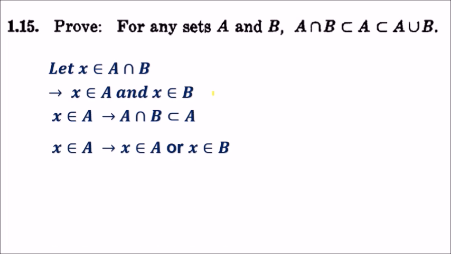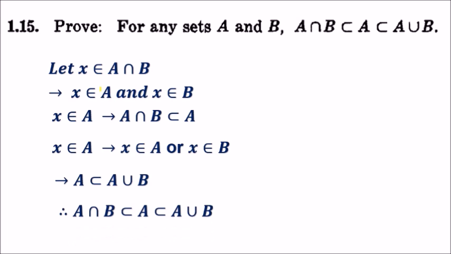Now, we can proceed. Knowing that X is an element of A, this implies that X is an element of A or X is an element of B. This statement implies that, since X is in A, as we see in the last line, X is also in A or in B. So that is why we can say that A is also a subset of A union B. It is like transitivity. And then finally, we have A intersection B is a subset of A, and A is also a subset of A union B.